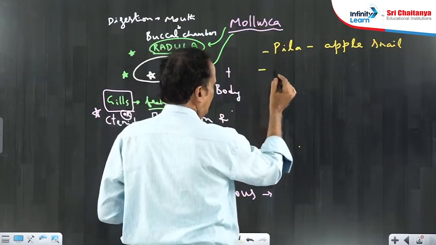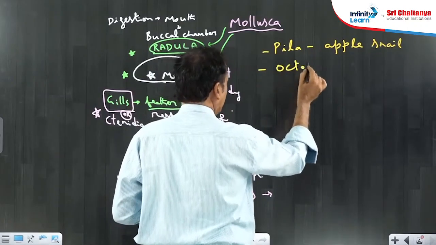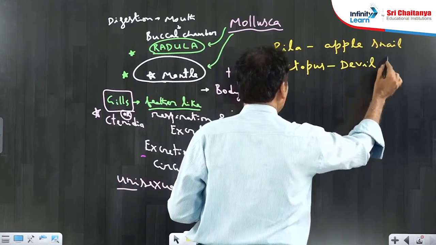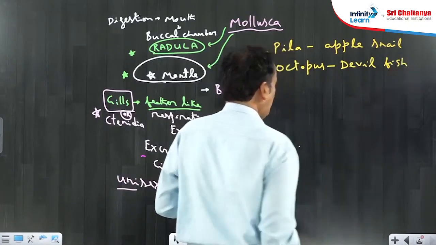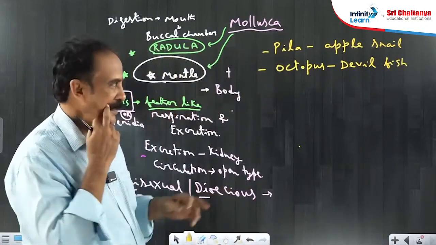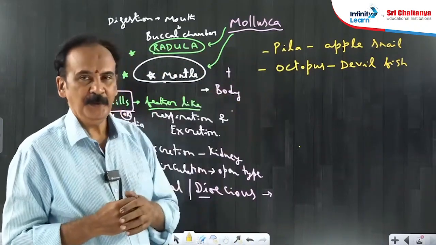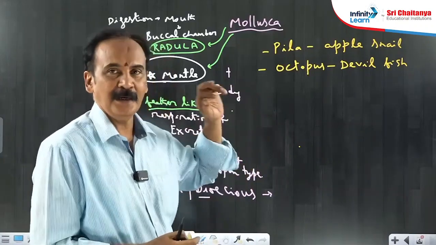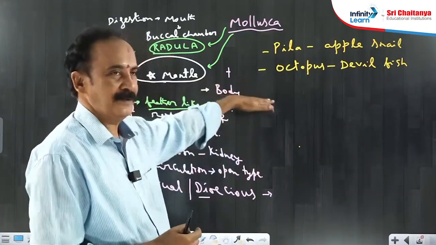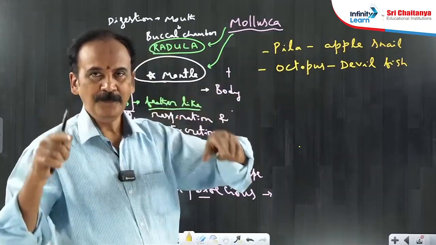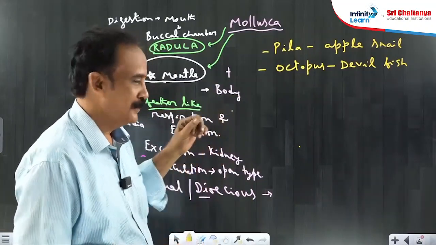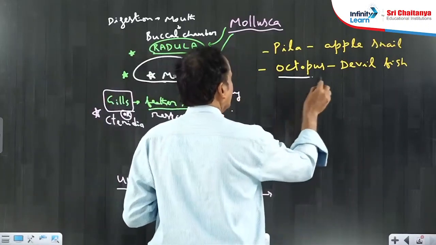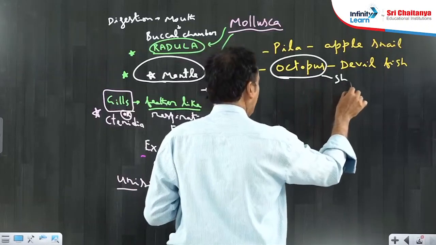You have a diagram of octopus. This is called devilfish. What is special about the devilfish? Here, octa means 8. You may be knowing, no? Mono, di, tri, tetra, penta, hexa, hepta, octa, nona, deca. Isn't it? Octa means 8. Here, the foot is modified into 8 arms. This animal is special where shell is absent.